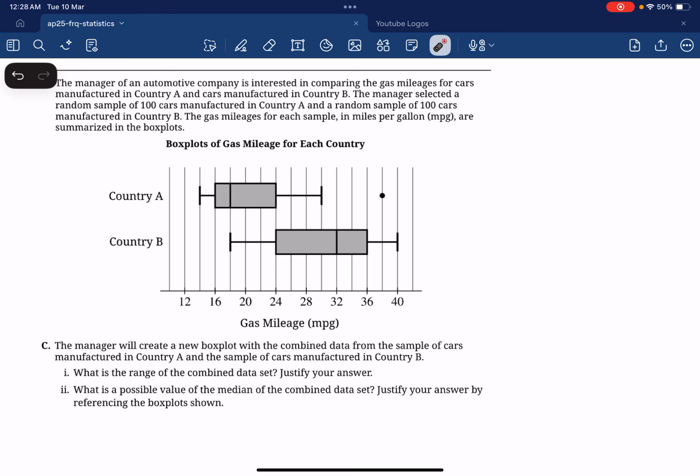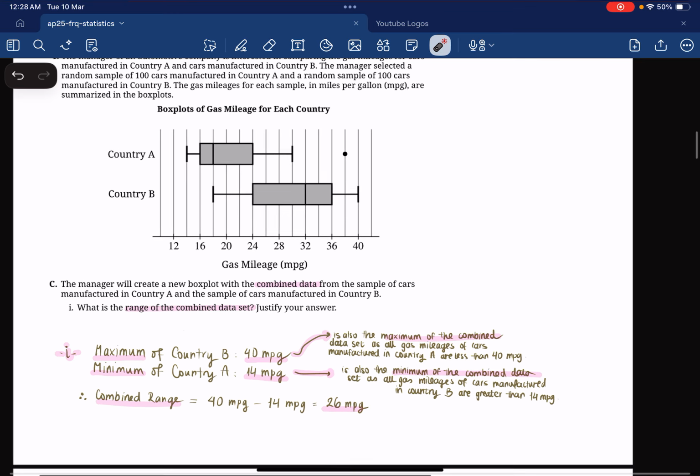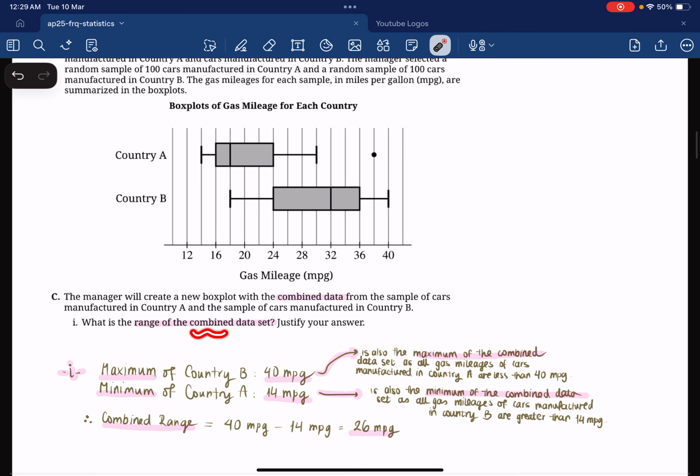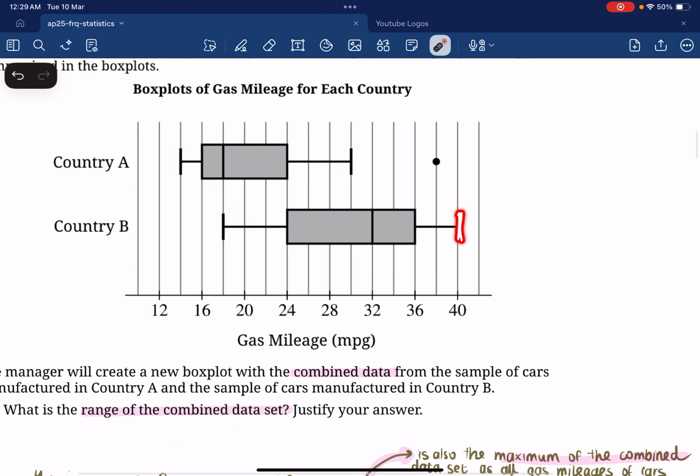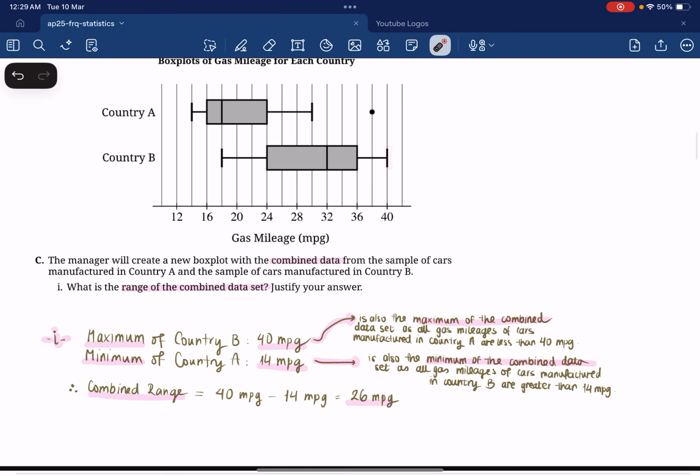To find the range, what are we going to do? So let's go to the answer. To find the range of the combined data set, we're going to get the largest maximum of the two. So maximum of country B. So here the maximum of country A is 38, whereas the maximum of country B is 40. So we're going to take the largest value, the maximum of country B, which is 40 miles per gallon.